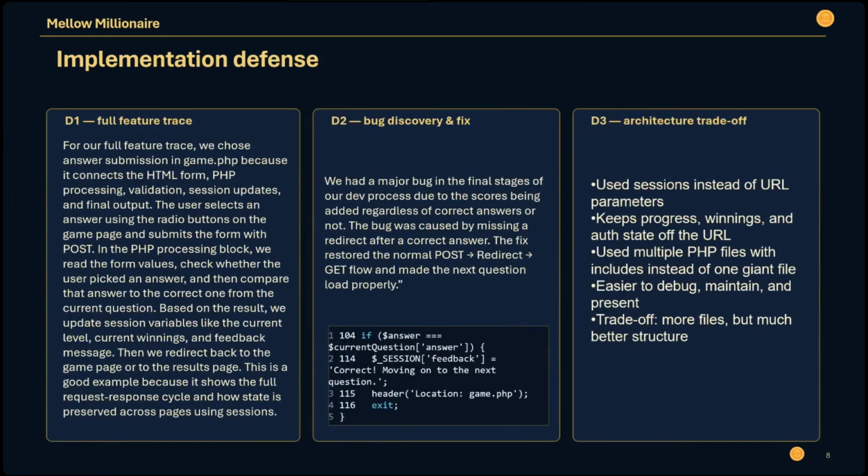So the user selects an answer using radio buttons, and then on the game page, they actually submit the form with POST. And so when the PHP is actually processed, we can read all the values that the user was using throughout the game show process, and then compare the current POST and correct answer to get the actual result. Based on these results, it will lead into our other things, which is the level, current winnings, and feedback.